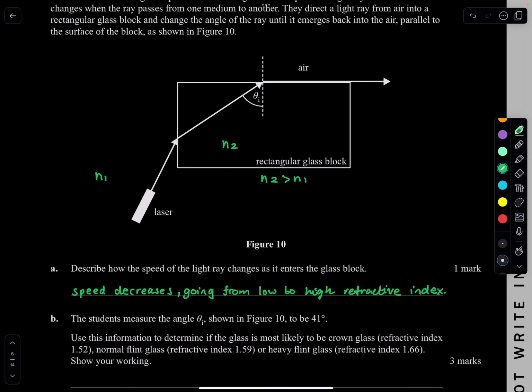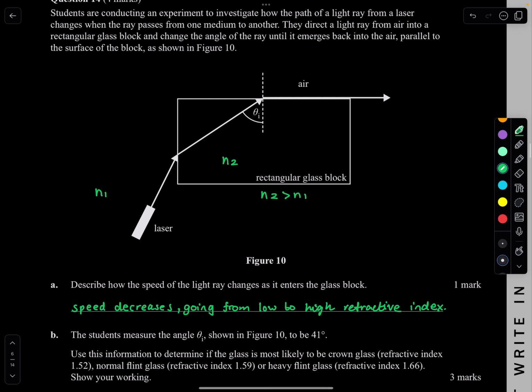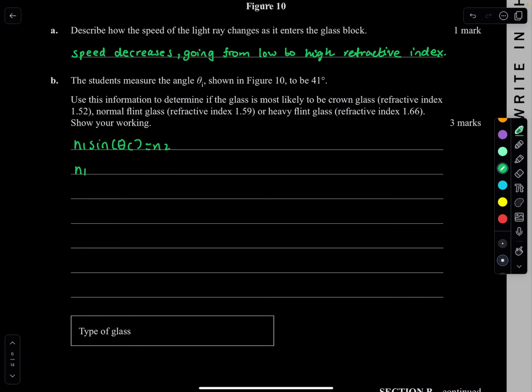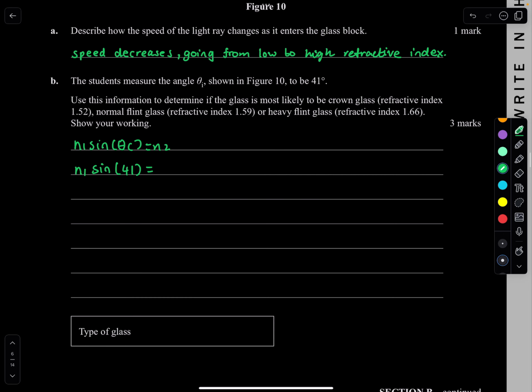So to do that, we go to the critical angle. We know the critical angle formula is what? By the way, you don't need to know this, it is not in the study design anymore, so you guys are lucky. Basically, N1 sine theta C, which is your critical angle, is equal to N2. N1 is our glass block. The critical angle was 41, and N2 is going back to the air, which is 1.